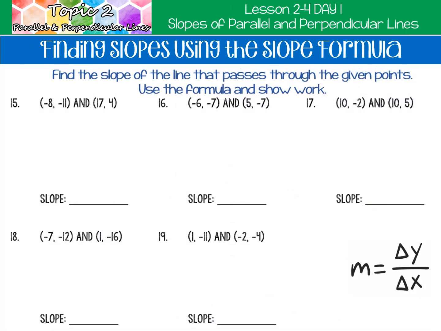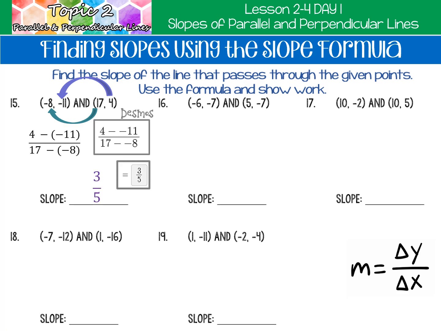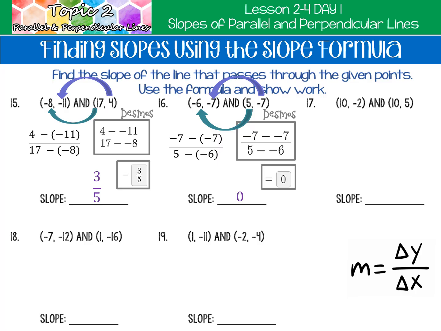Now let's calculate it using our formula. Change in y over change in x. So 4 minus negative 11 over 17 minus negative 8. Put it in Desmos. It gives you the answer right away. If it doesn't give you a fraction, just go on the left of that line and select it, and it'll change it to a fraction for you. Change in y's over change in x: 7 minus negative 7 over 5 minus negative 6. Put it in Desmos. We get 0.